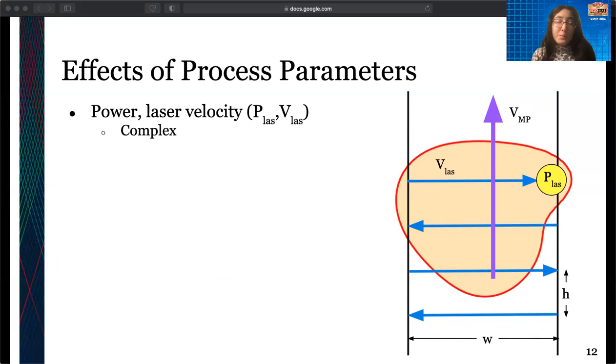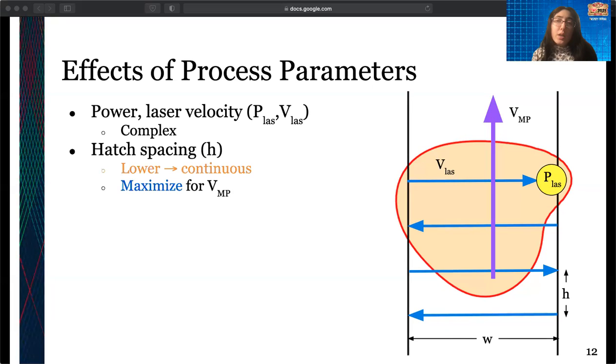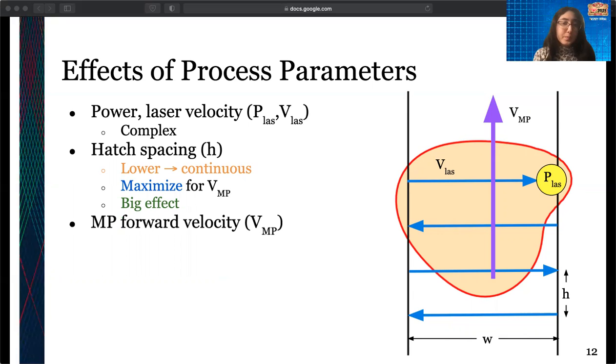Hatch spacing: we can think of small hatch spacing as making the laser go back and forth over the same area repeatedly, which is going to result in more continual melting. The other thing it affects is that you'd want to maximize your hatch spacing in order to maximize the velocity of the melt pool. Higher melt pool velocity is going to result in higher build rates, which is desirable. Finally, simulations show that hatch spacing has a very large effect on how continuous the melt pools are.